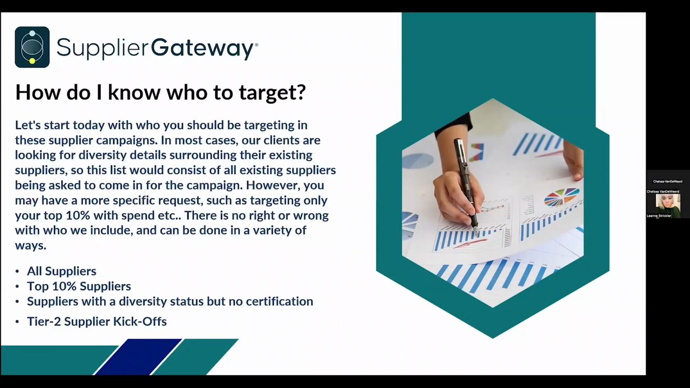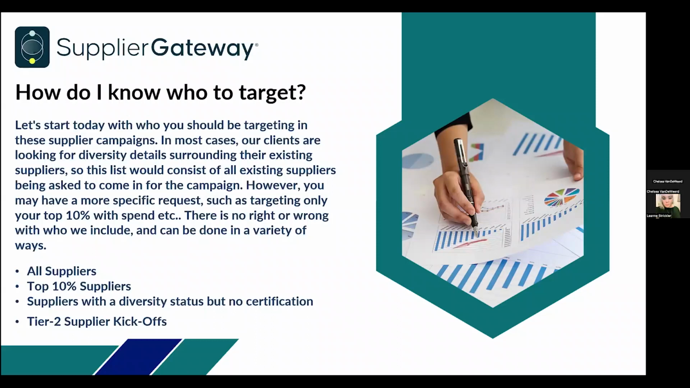There's no right or wrong with who you include, and it can be done in a variety of ways. For example, again, all your suppliers, top 10% of suppliers, Tier 2 supplier kickoffs, or suppliers with maybe a diversity status but no active certification in their profile.